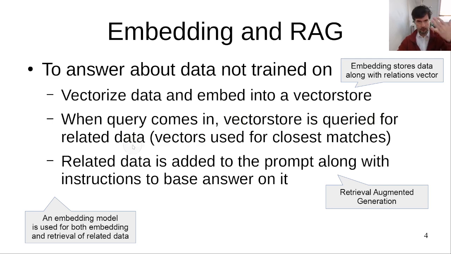Basically, it looks at the request I'm making and it makes a relatedness query to what's already in the database to create a context. So related data is added to the prompt as context along with instructions to base the answer on only that context, right? That's retrieval augmented generation. Now, the embedding model that we're going to use is used both for doing the embedding, putting it into the database, and also for retrieval, taking it out of the database when it comes down to this related data. So we'll see both of that.